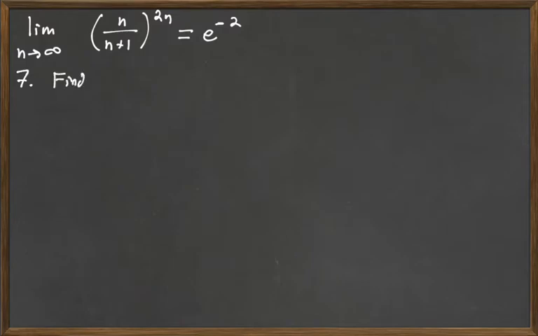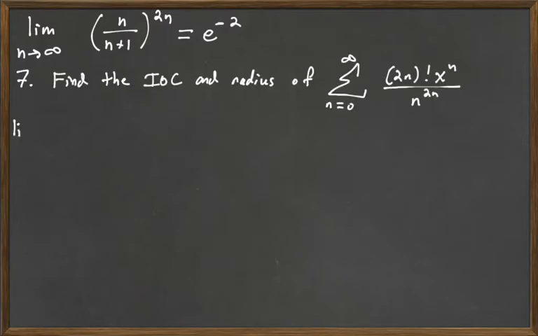So for our reference, the limit as n goes to infinity of n over n plus 1 to the 2n is equal to e to the negative 2. So we're going to use that result here. And number 7 here, we're going to find the interval and radius of convergence of the sum n equals 0 to infinity of 2n factorial x to the n divided by n to the 2n.